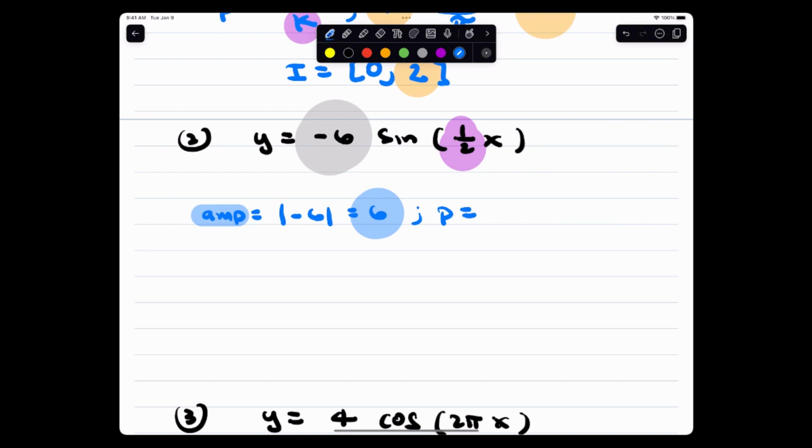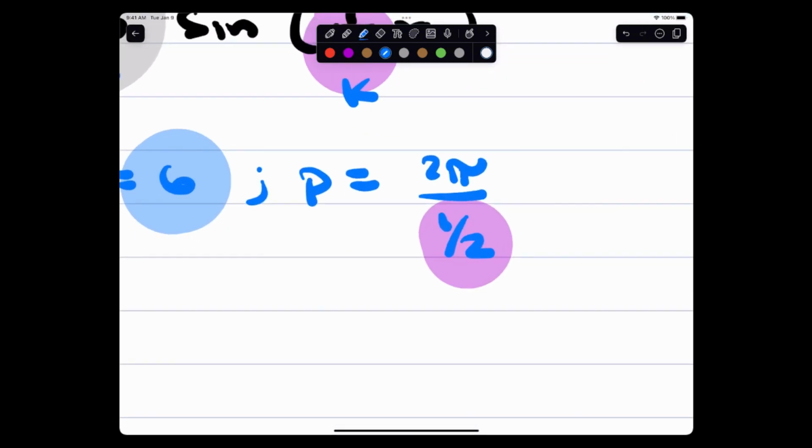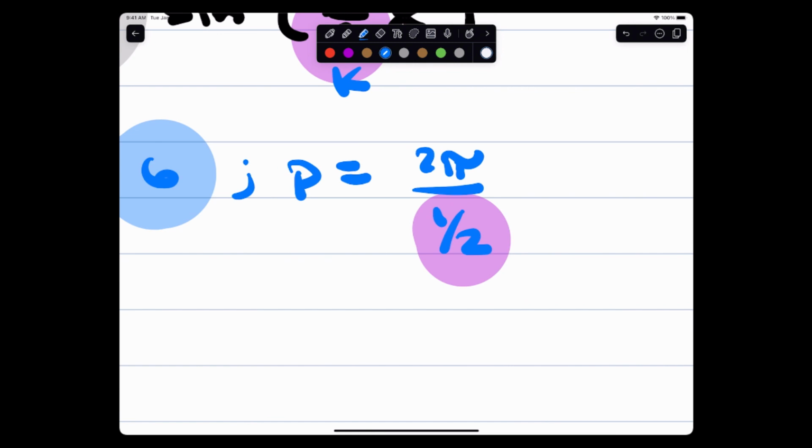Your period being 2 pi over k. Now remember, here's that a value. Here's the k value. So it's 2 pi divided by 1/2. So, ladies and gentlemen, if you need to see it with colors, here we go. But now you're looking at here some division.